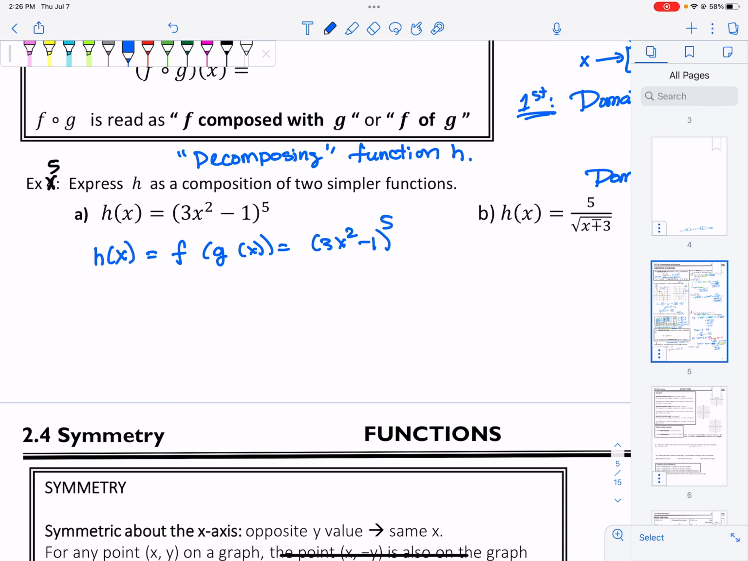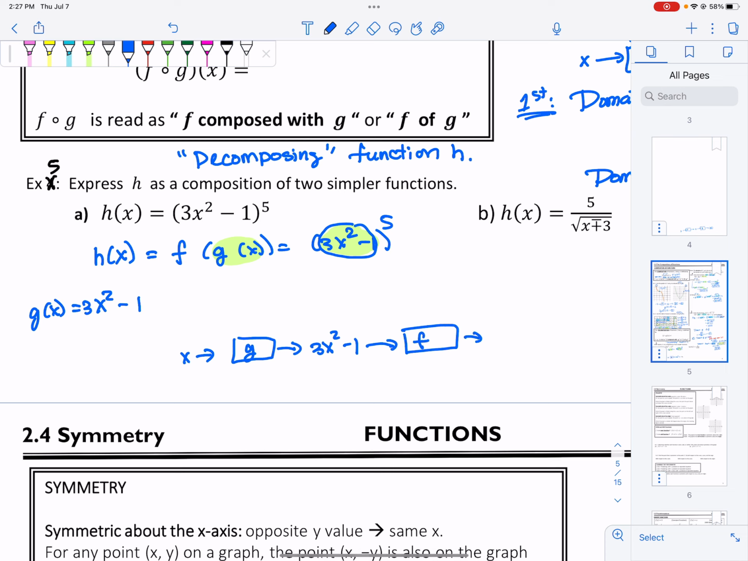So I'm looking at this and I'm thinking that maybe I can have g of x being 3x squared minus 1. So let's call that g of x, 3x squared minus 1. So I'm putting x into g, and then I get out 3x squared minus 1. Then I'm going to take that and put it into the function f.